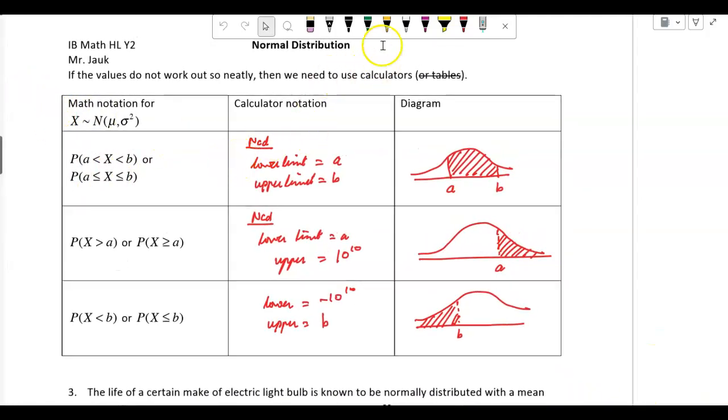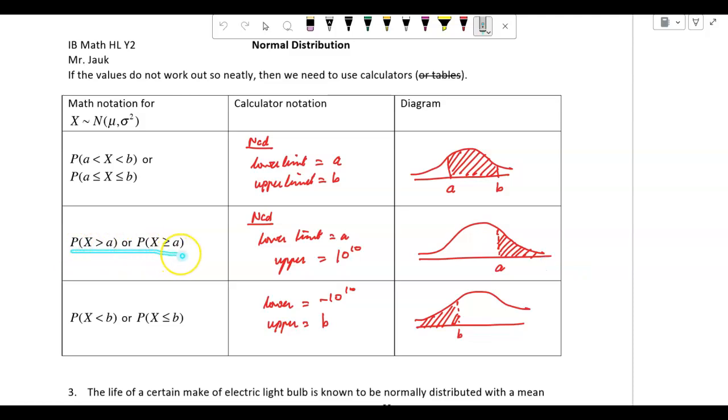So again, normal distribution. If you have an interval, you have to use NCD, normal cumulative distribution, between region A and B. Whether it's less than or less than equal to, it won't matter for continuous. For discrete it will, because then the next point matters. Here x is greater than, so you put your lower limit as A.